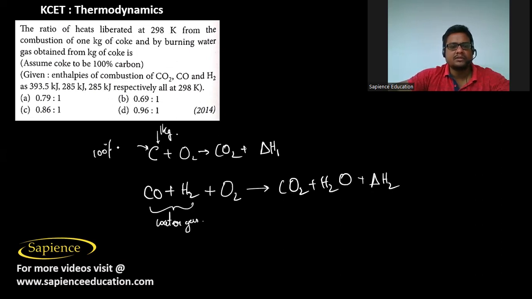It means that it is 100% pure carbon. And then enthalpies of combustion of CO2, but here it should be given enthalpy of combustion of carbon. Then CO and H2 are 393.5 kilojoule, 285 kilojoule, and 285 kilojoule respectively at 298 Kelvin. So here the reaction, it is told it is happening at 298 Kelvin only.